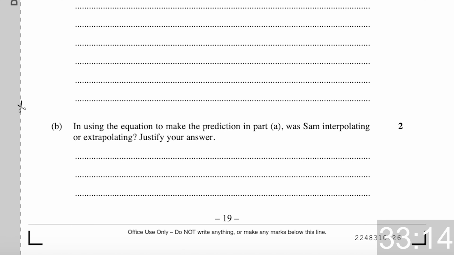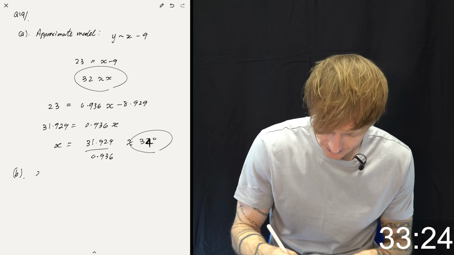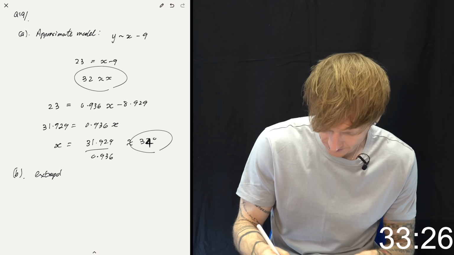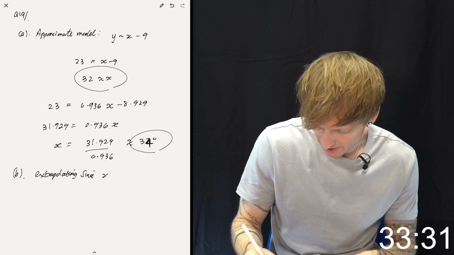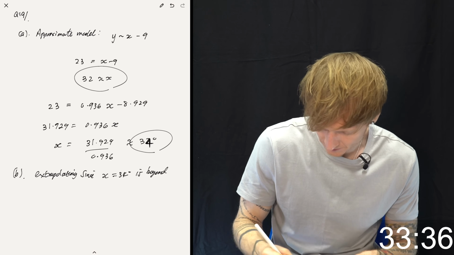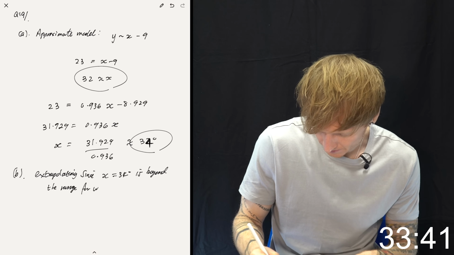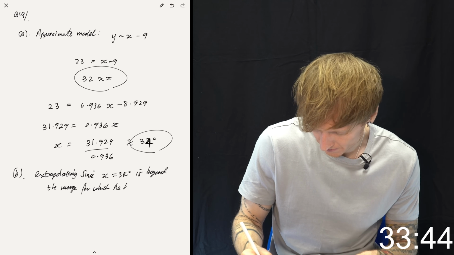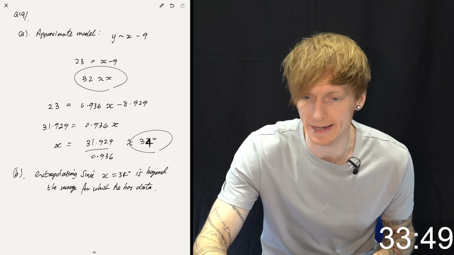In using the equation to make the prediction, was Sam interpolating or extrapolating? He was extrapolating because he wanted to predict outside of his data. So he was extrapolating since x equals 34 degrees is beyond the range for which he has data. Awesome. Right, is that it?